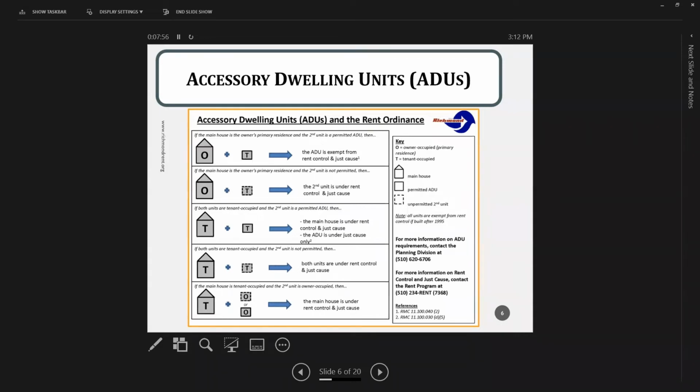If the ADU is permitted and the main house and the ADU are tenant occupied, they are exempt from rent control and still subject to just cause, which is the third example. If the main house is tenant occupied and the ADU is owner occupied, the rental is subject to rent control and just cause. That is the fifth example presented. Permitting is handled by the Planning Division, Building, and Code Enforcement, who also conducts the inspections.